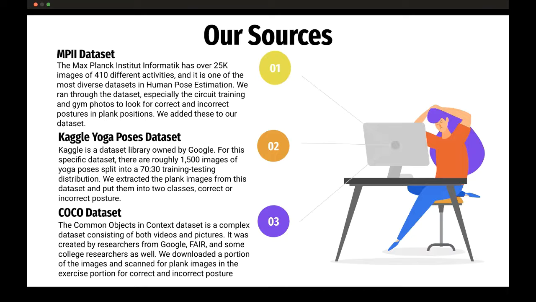And lastly was the COCO data set, the Common Objects in Context data set, and it's a complex data set consisting of both videos and pictures. It was created by researchers from Google, FAIR, and some other college researchers as well. We downloaded a portion of the images and then scanned the plank images for correct and incorrect posture.